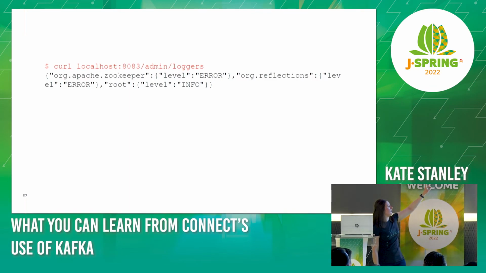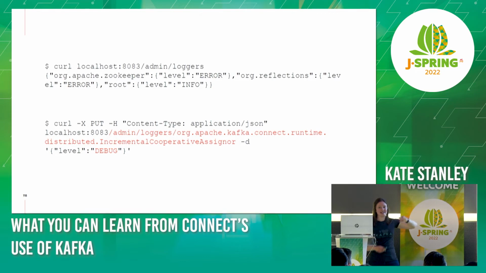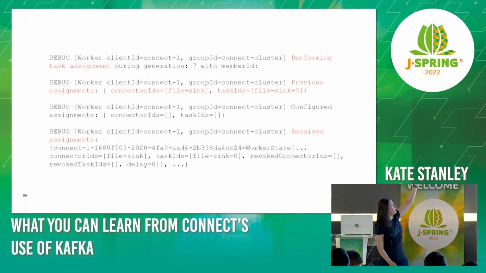This is the default response, but what you can actually do is add logging for a specific class. So this is the incremental cooperative assignment that's part of Kafka Connect. And if you run this command to update the level to debug, then you can see all of this happening in real time on your Connect workers.